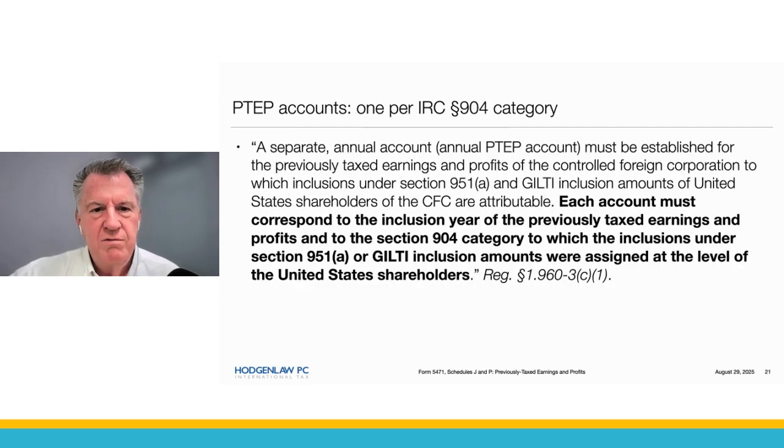And why? Here's the rule that says you have to divide all of your previously taxed earnings and profits into annual PTEP accounts. And you can see here the rule is you have inclusions under section 951(a), so that's subpart F income. And they're still using the old acronym, but net tested income under 951A. And then each of those is further divided into 904 categories, which are the foreign tax credit categories. And there are four in section 904(d), and anyway, there are a bunch of them.